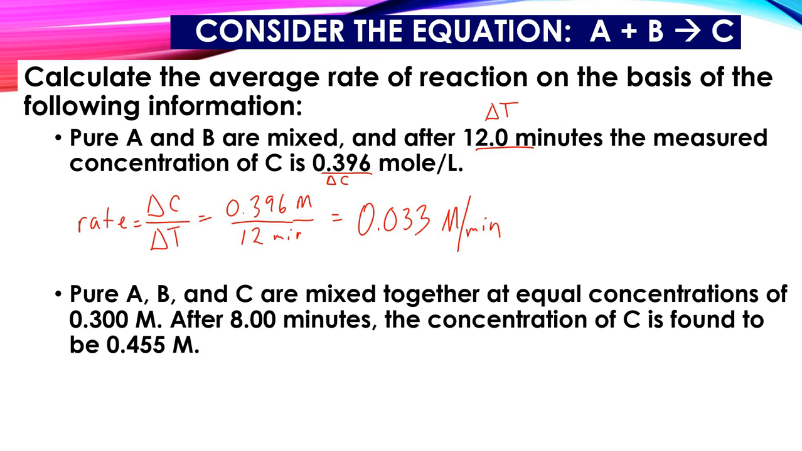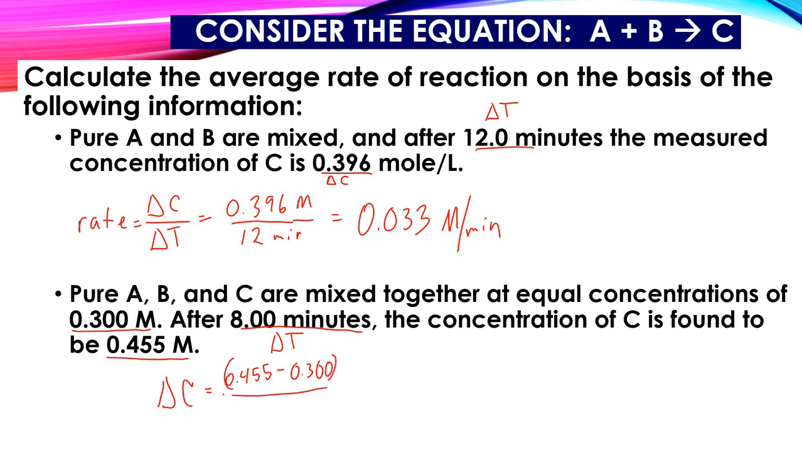Okay. On the bottom here, we've got concentration of pure A, B, and C mixed together at equal concentrations of 3 molar. Now this is where she gets a little tricky. Each of these started with that. That's not my delta, that's just the starting point. After 8 minutes, so this is my delta T, the concentration of C is found to be this. How do I find delta C? Subtract them. So I got 0.455 minus 0.3.